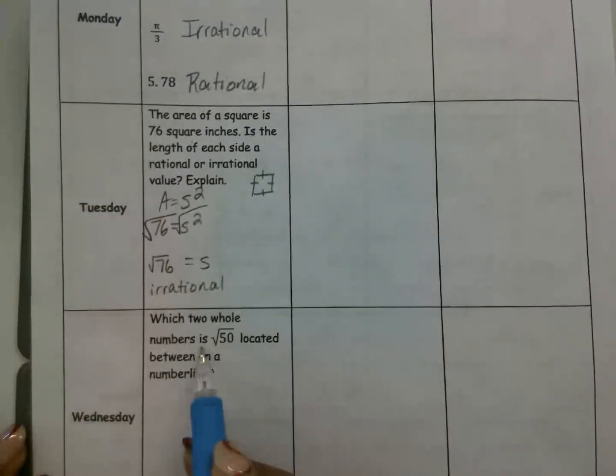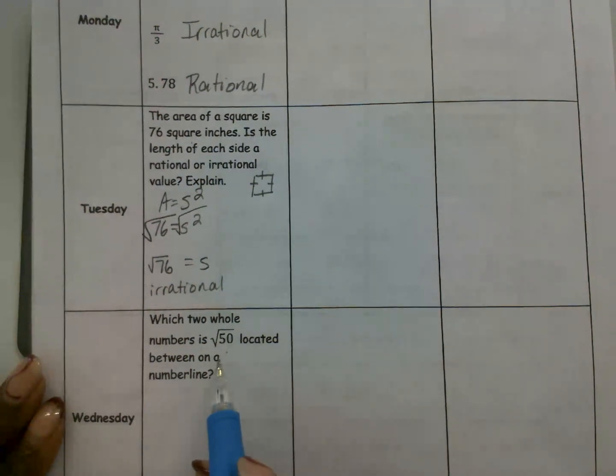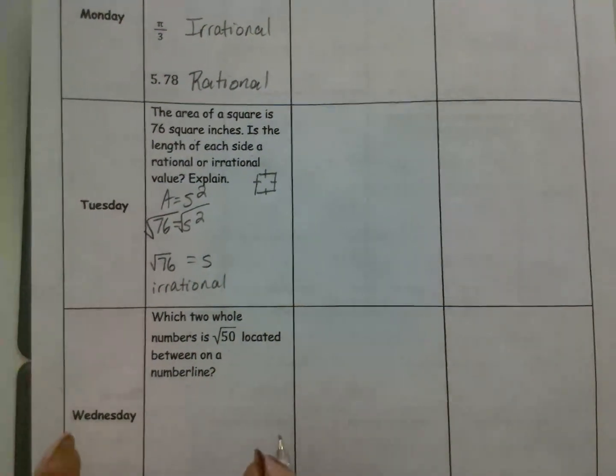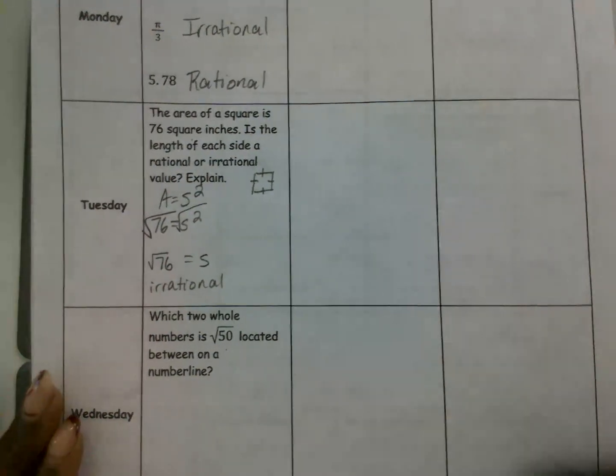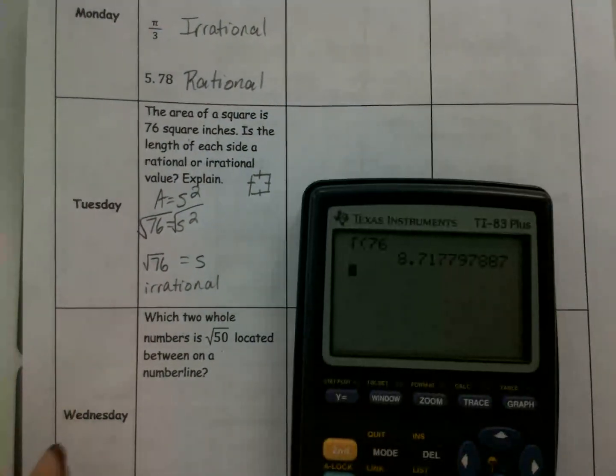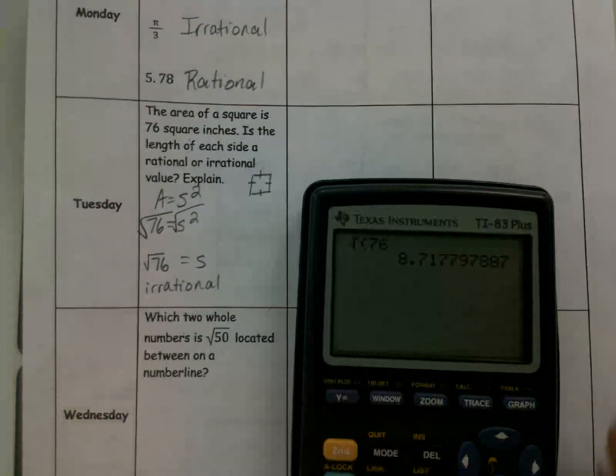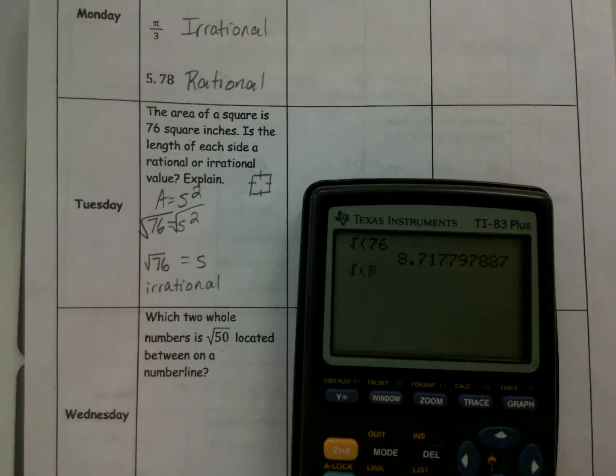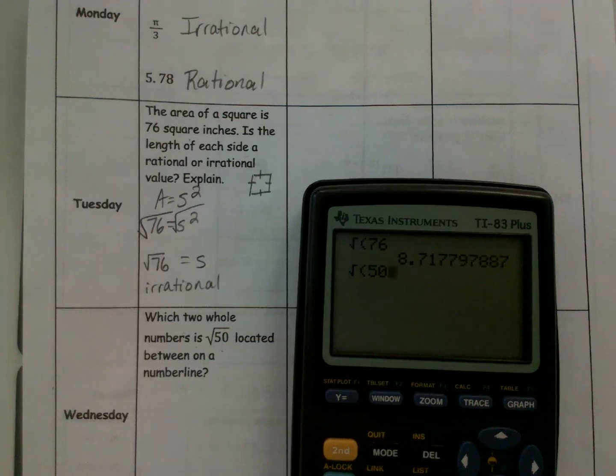Which two whole numbers is the square root of 50 in between? I'm going to type it in the calculator so we can see where it falls on the number line. We're going to be able to estimate these hopefully by the end of class, but we're going to type them in for now. The square root of 50, please type it in. Hold it up so I can see it. It's second.